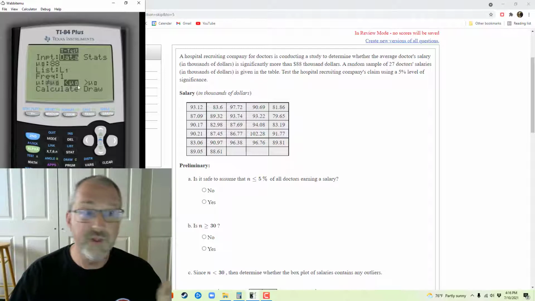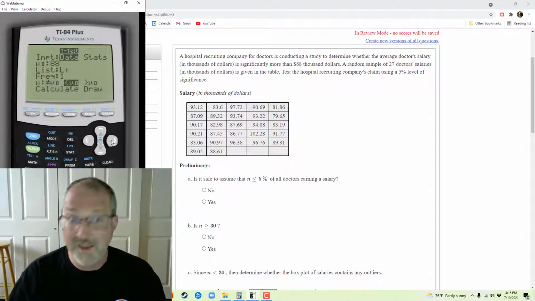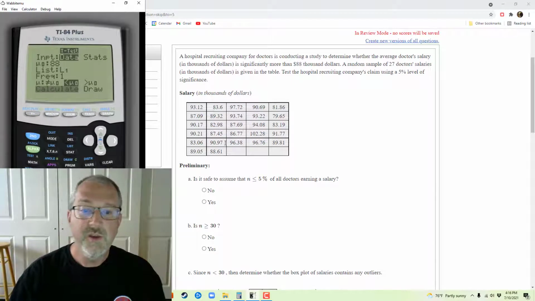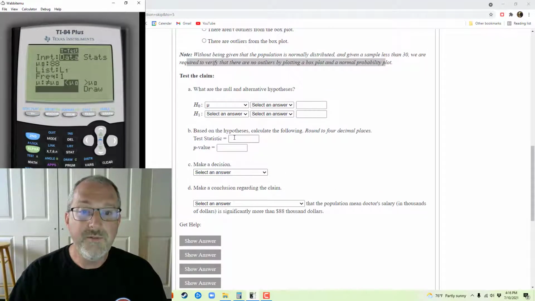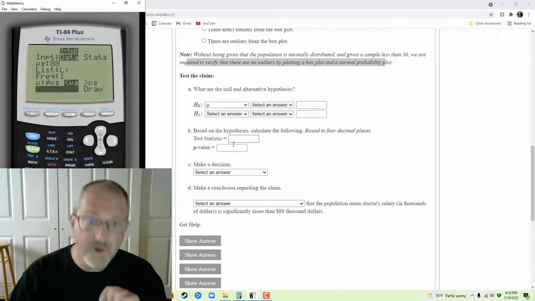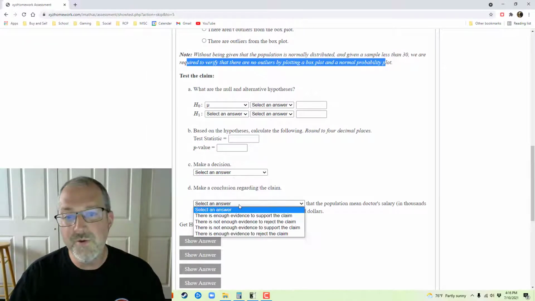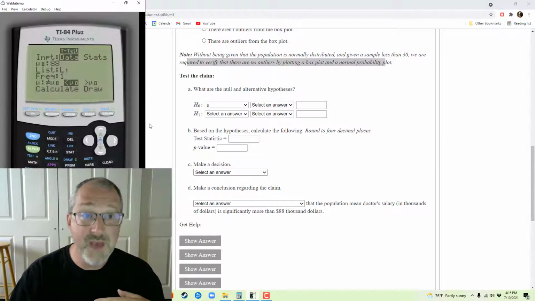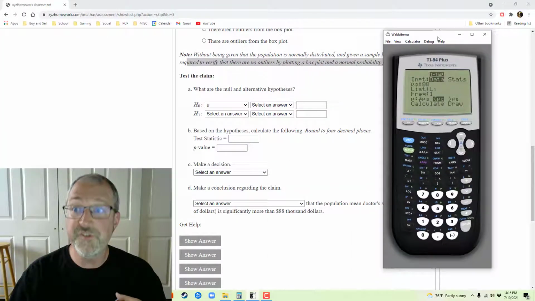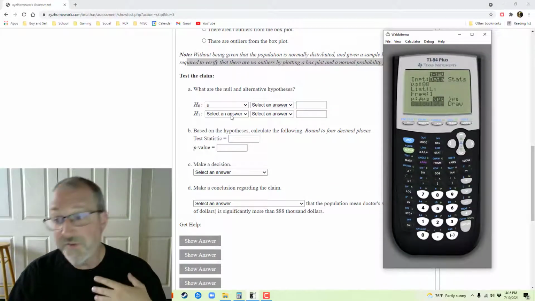You will choose whatever this is talking about. It could be not equal to, less than, or greater than, and then click calculate, or draw if you have the graphing calculator, and you'll be given your test statistic, your t-score, and your p-value. Then make your decision from the drop-down menu and your conclusion from the drop-down menu. So this was the first t-test in this homework assignment.